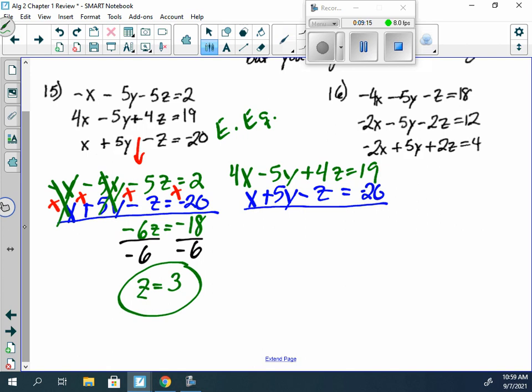Any questions on how this worked out so far? And the other equation we're going to add again because the sign in front of y is opposite. 4x plus x is 5x. Negative 5y plus 5y is 0. 4z minus 3z would be z. And 19 plus negative 20 would be negative 1.